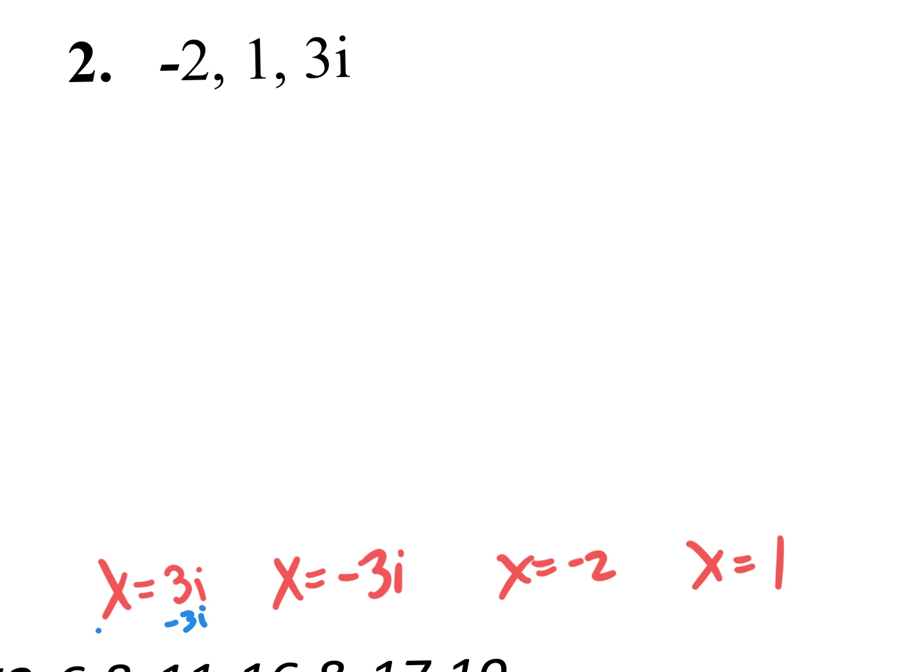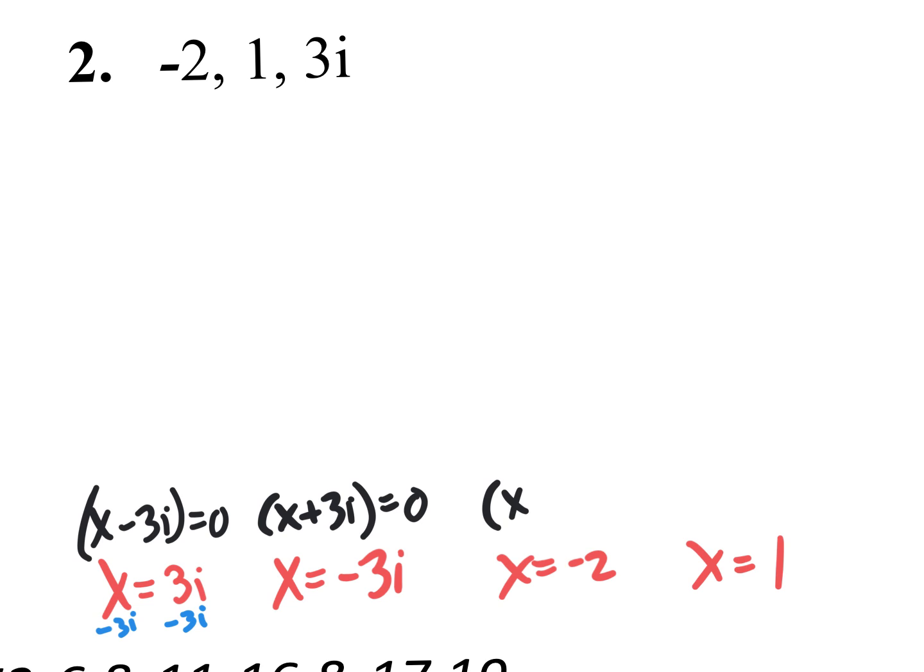Let's move them over. So the answer x equals 3i came from the binomial (x minus 3i) equals 0. The other one came from x plus 3i equals 0. Is this making sense? And the other two answers came from what? X plus 2 equals 0. And the last one? X minus 1 equals 0. So we're going to take all these four different binomials and put them together.